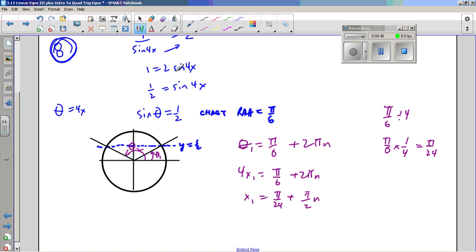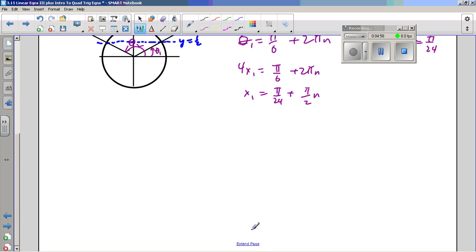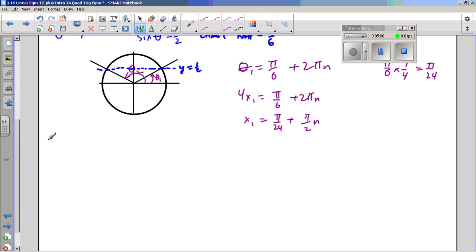2 pi over 4, where the period was. And then I can start thinking about my general solutions. I will get my specific solutions soon, but I want to think of my other general solutions first. So I'm going to go with theta 2 over here, which is almost half a turn, pi, except for the related acute angle, pi over 6. And then my general solution.